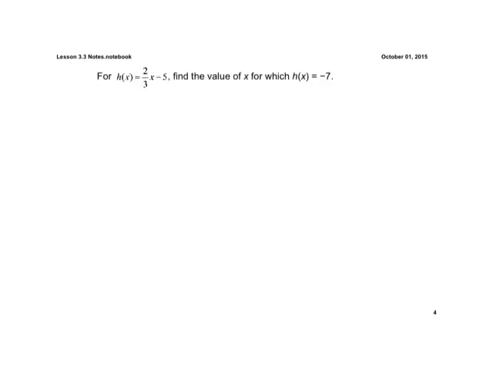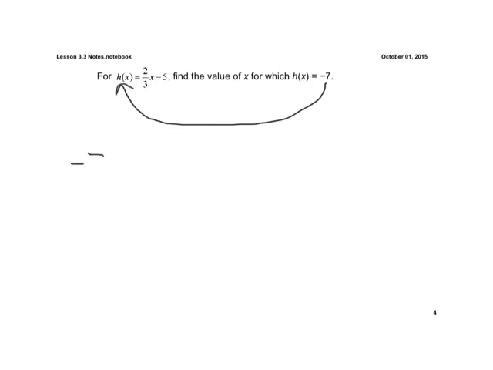All right, moving right along. For h of x equals 2/3 times x minus 5, we need the value of x for which h of x equals a negative 7. Now, it doesn't say x equals negative 7. It says h of x. So remember that h of x is another word for y. We're going to plug in that negative 7 right over here for h of x.